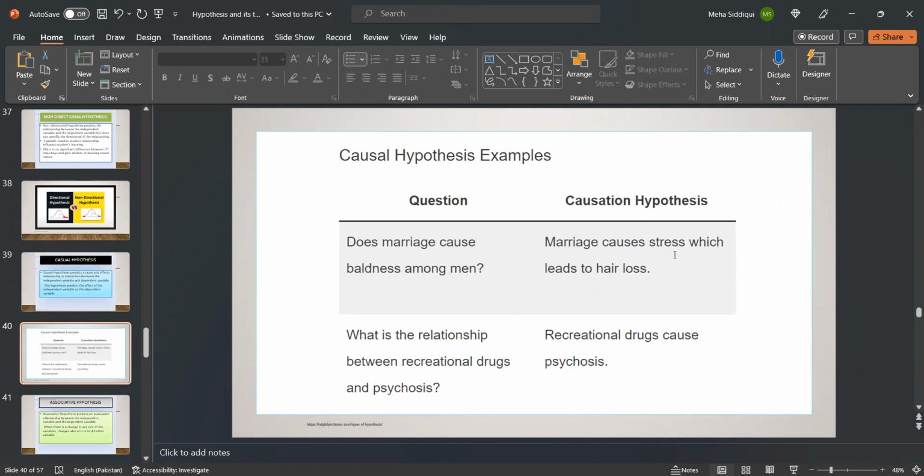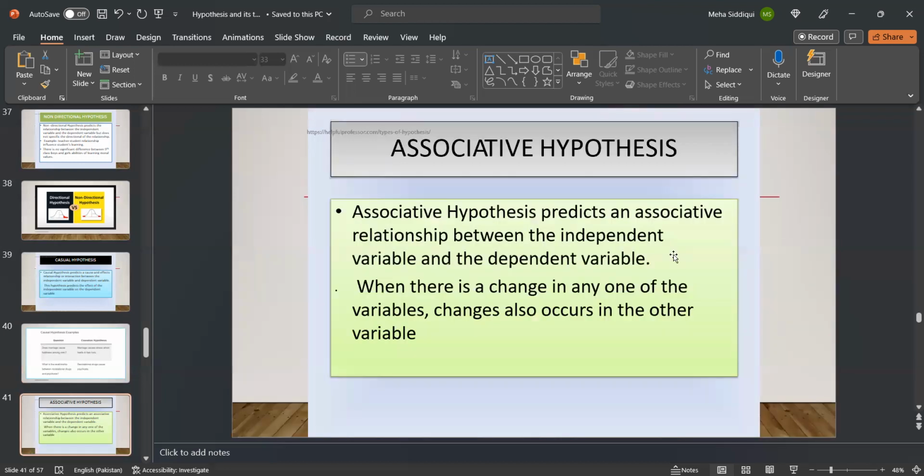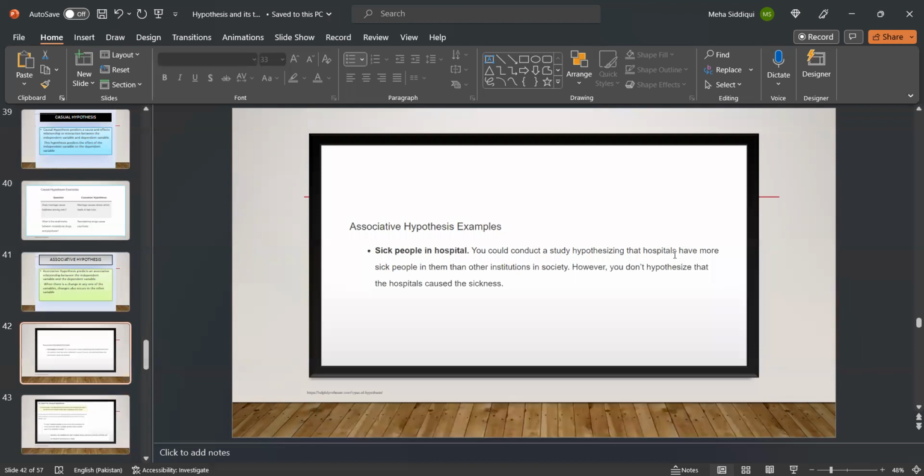Another question is what is the relationship between recreational drugs and psychosis? So causation hypothesis related to this question is that recreational drugs cause psychosis. Then comes associative hypothesis. It predicts an associative relationship between the independent variable and a dependent variable. That is, when there is a change in any of the variables, changes also occur in other variable.